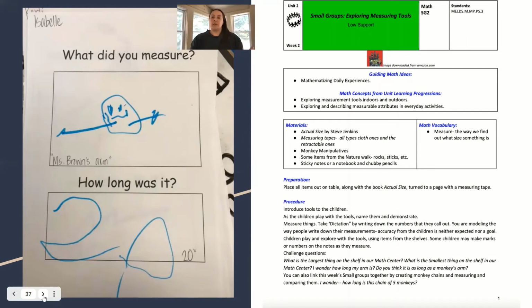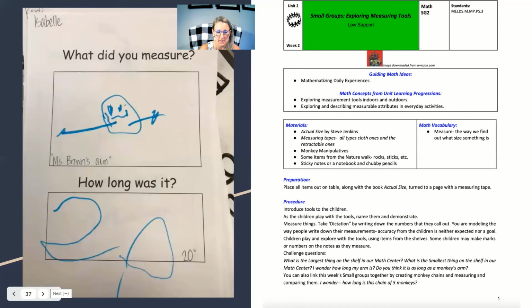So apparently she measured Ms. Brown's arm and it was 20. Later, during remote learning, she measured her dad's muscles. So that was exciting. I don't know if they were also 20. It looks like this is unit two, week two, so this is like November-ish. Just drawing attention to this particular student's ability to draw Ms. Brown's arm and smiling face, as well as write the numerals 2 and 0 to make 20.